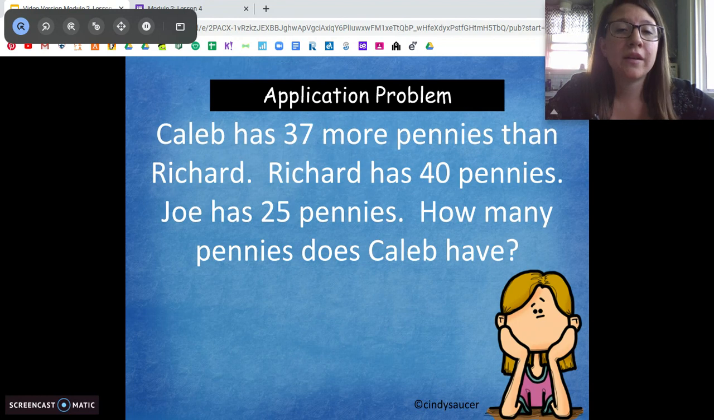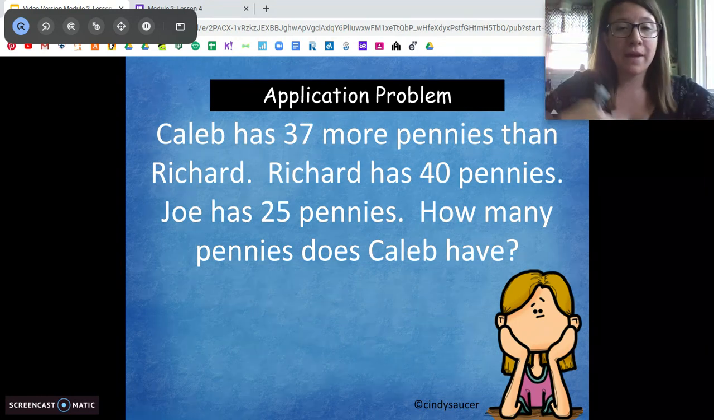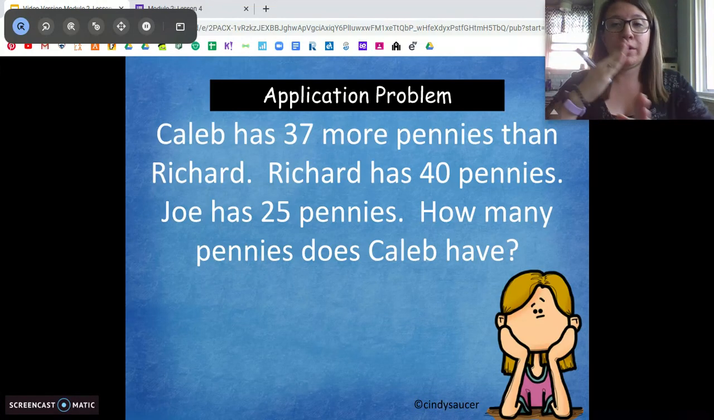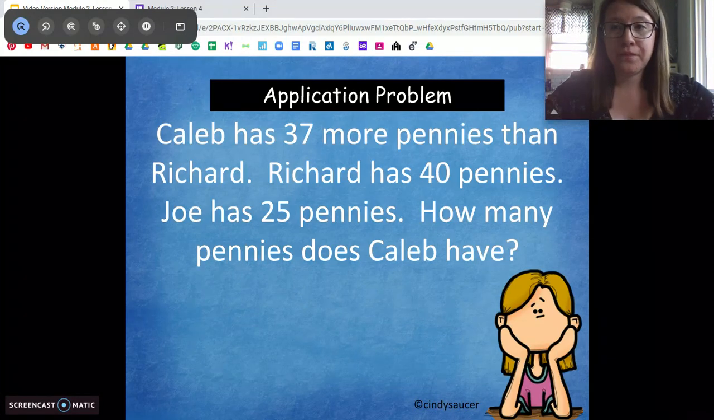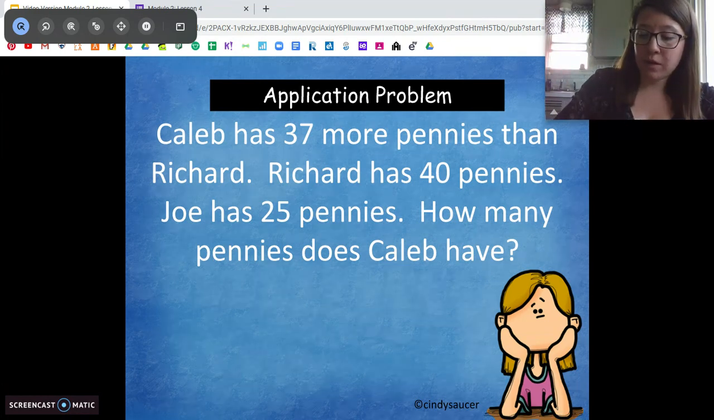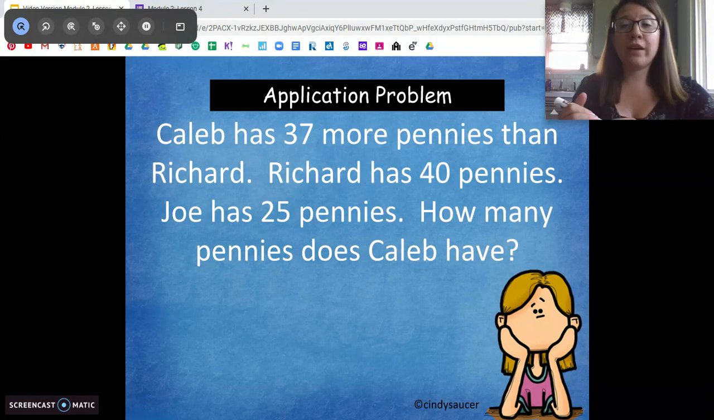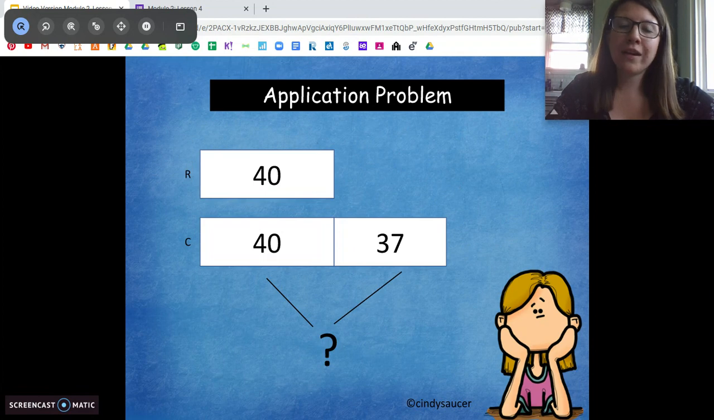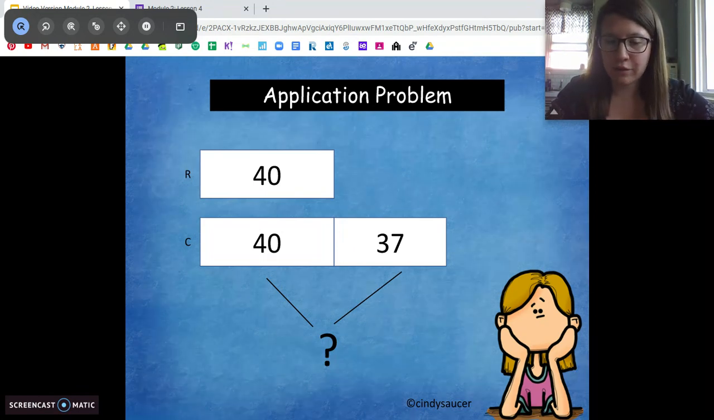All right, so Caleb has 37 more pennies than Richard. If he has more pennies than Richard, are we going to add or subtract? Good, we're going to add. So I'm going to set up my word problem. 37 plus 40. Now, we've been breaking it down by decomposing, but we can also set up a tape diagram.